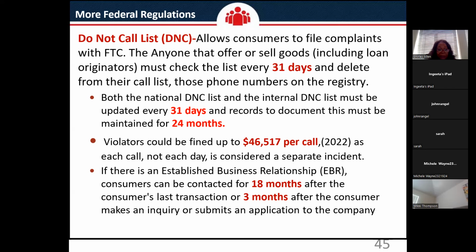There are some exceptions if there is an established business relationship, something called an EBR. The consumers can have up to 18 months to contact their clients if they had an established or previous relationship with them. Or if the consumer made some type of an inquiry with you, then you have up to 3 months that you can try to call them back and solicit their business. Up to 3 months.